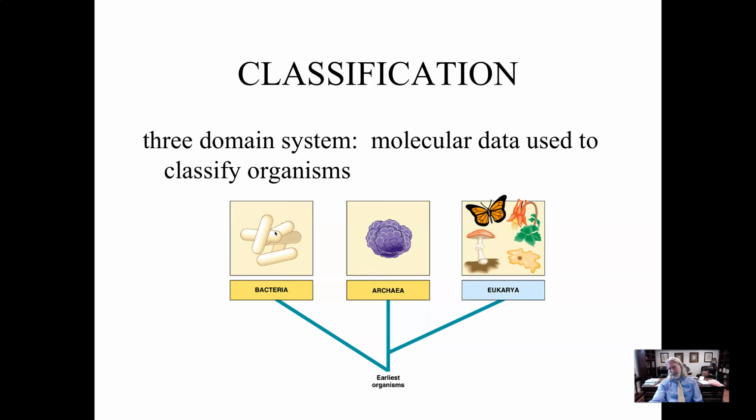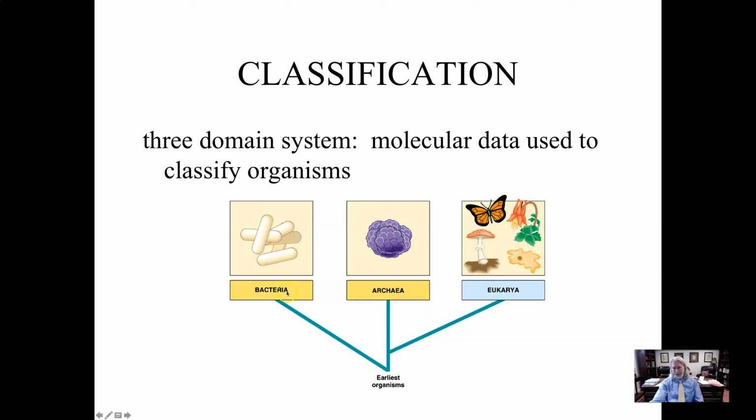We'll talk a little bit about three domain now. I believe most people are familiar with the five kingdom system. Okay, so the three domain system is using, as I said, molecular data. So they're looking at similarities in RNA sequences or proteins that are produced to group organisms into like categories. Okay, so in this system, there are three categories.